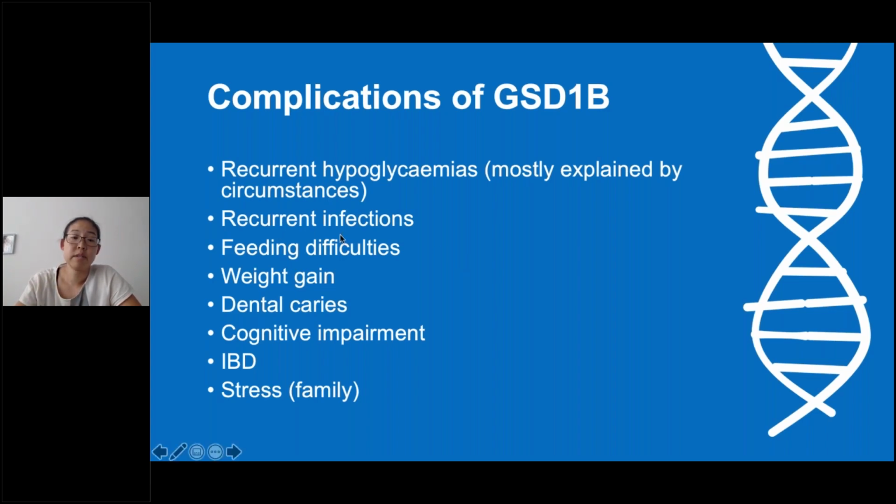They get recurrent infections because of the neutrophil dysfunction and the neutropenia. Some of them have issues with feeding difficulties. Weight gain can be a problem because if they take too much carbs, they're just going to get bigger. Dental caries because they're always feeding on something sugary. Cognitive impairment can happen, and over time, inflammatory bowel disease is something that we see with GSD1B, and then mainly family stresses as well. If you think about it, you constantly have to feed them because that is keeping them alive.